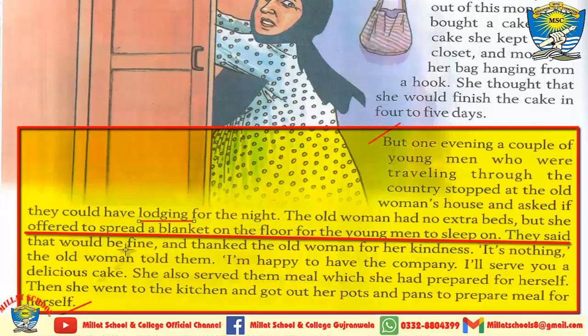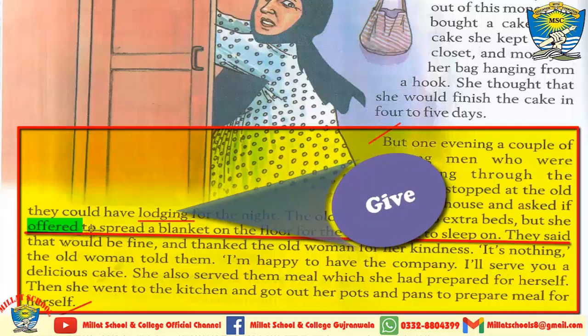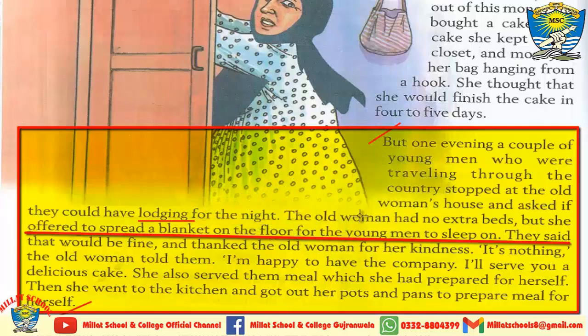Students, underline the word offered. Then I will tell you the synonym and you will apply it in your sentence. The synonym of offered is give. You can also say share. Let's apply it in our sentence like this. The old woman had no extra beds. As I told you, she was poor, but she gave to spread a blanket on the floor for the young men to sleep on. Clear?